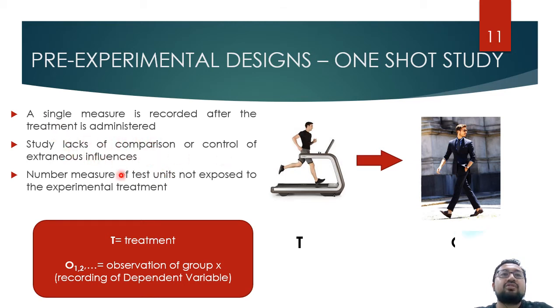Study lacks comparison or control of the extraneous influences. No measure of test units not exposed to the experimental treatment. So T ni adalah menyumbang kepada treatment, and O ni adalah observation, dia punya outcome dia. Okay, recording of dependent variable. So kalau kita lihat kat sini, one-shot study ni dia tak ada pun dia punya, kita panggil sebelum dia exercise, tapi kita lihat dia dah exercise dan kita lihat dia punya outcome dia. Alright, dan kita tak ada juga comparison or control, kita tak ada bandingkan dengan group yang lain, group yang tidak exercise macam mana outcome dia. Maknanya dia adalah only one shot study.